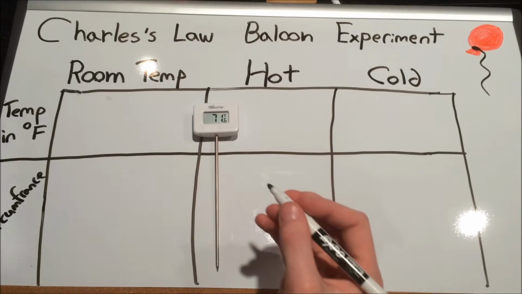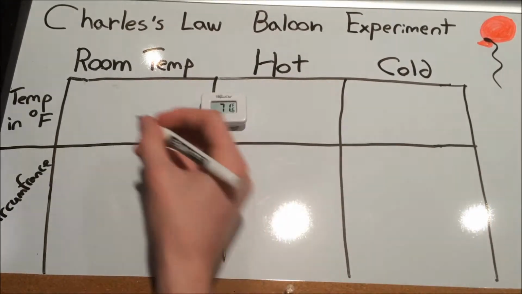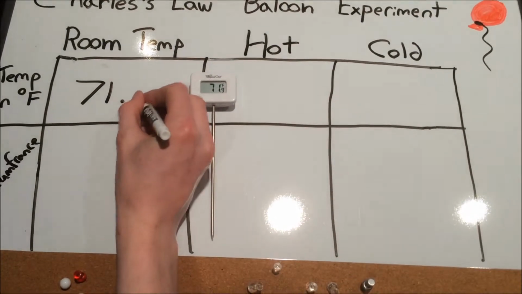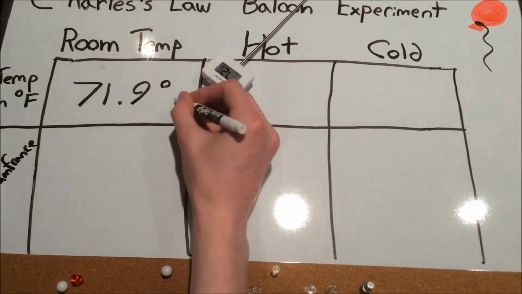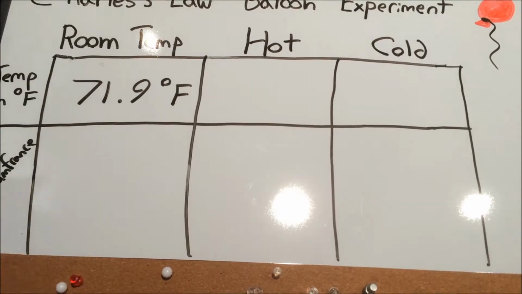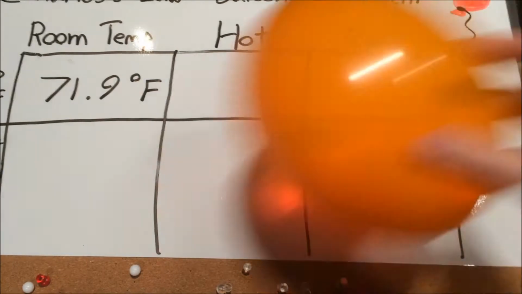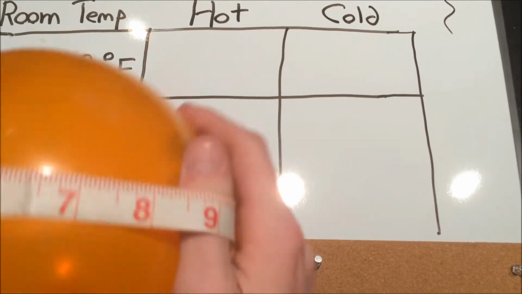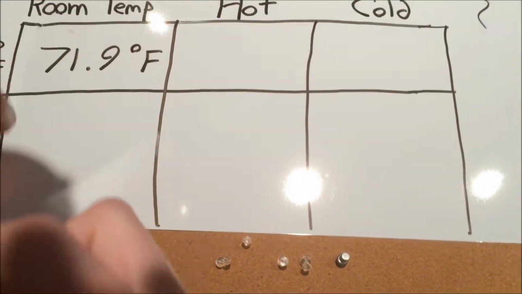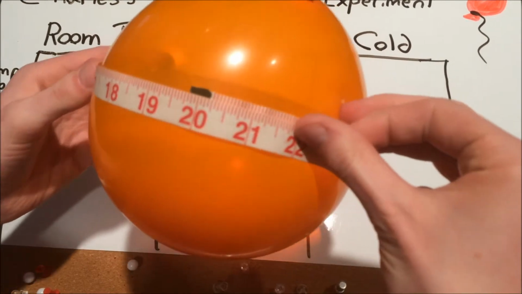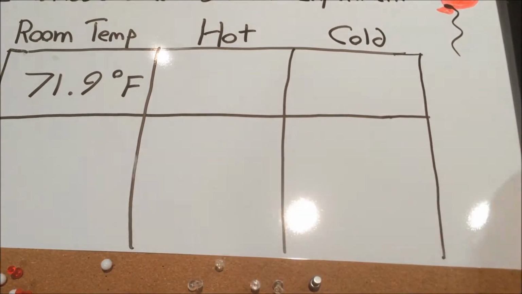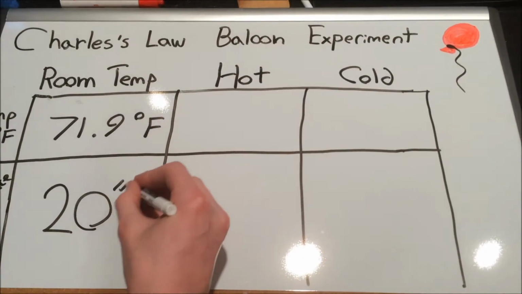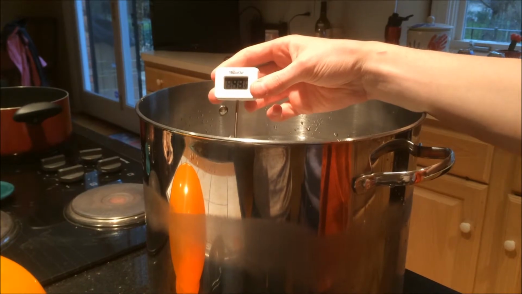Alright guys, first what we need to do is record our room temperature. My thermometer is saying that it is 71.9 degrees Fahrenheit. We also need to record the circumference of our balloon right here. 20 inches. Perfect. So we're going to record that. Alright, now it's time to do our cold water test.